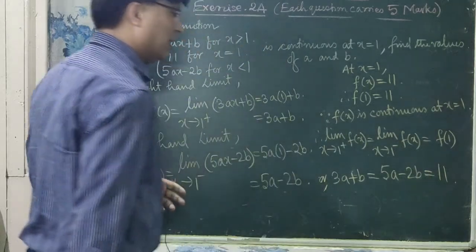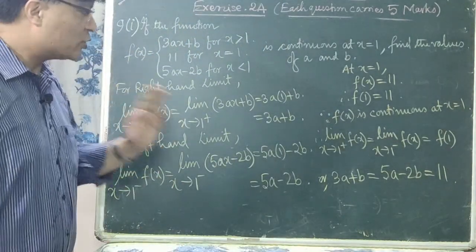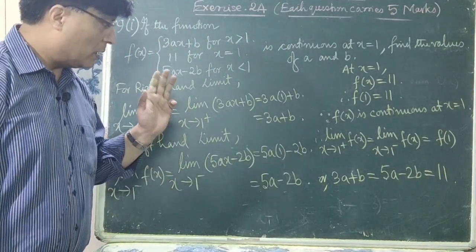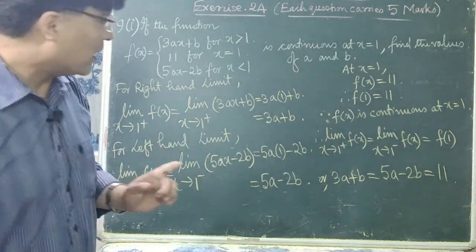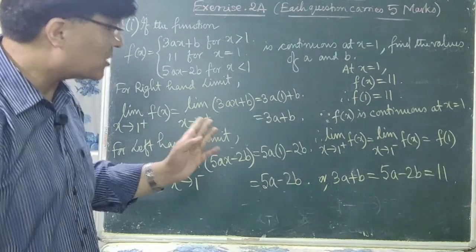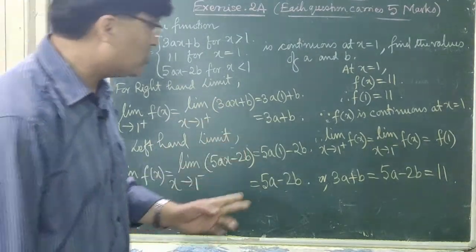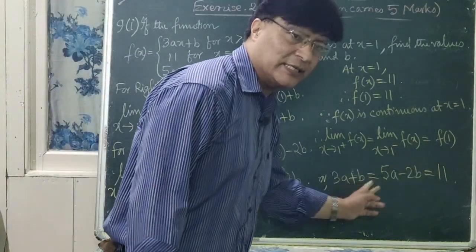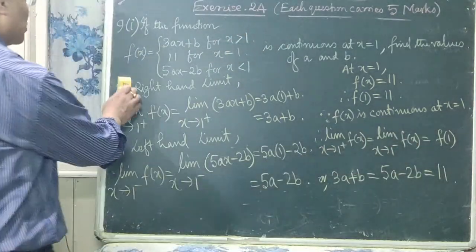This is your 11. Now, you can solve this equation. All these three are equal, so you can equate first with last and second with last. First is equal to second is equal to third. That means you can equate first with third and second with third. So let us solve it now.